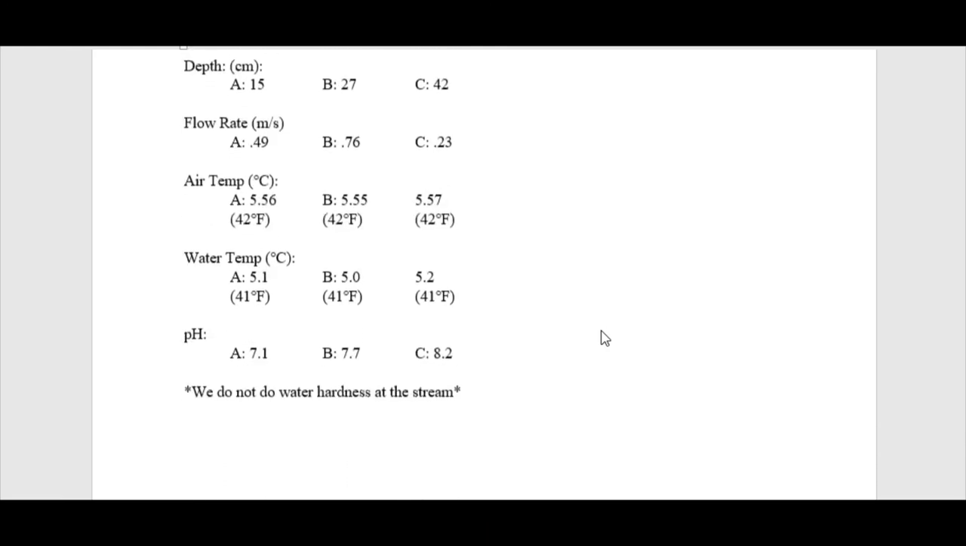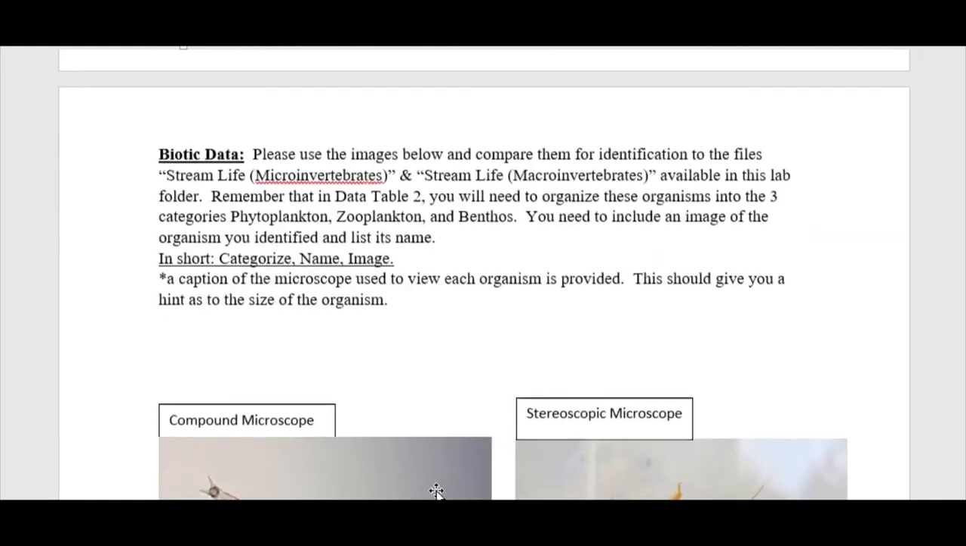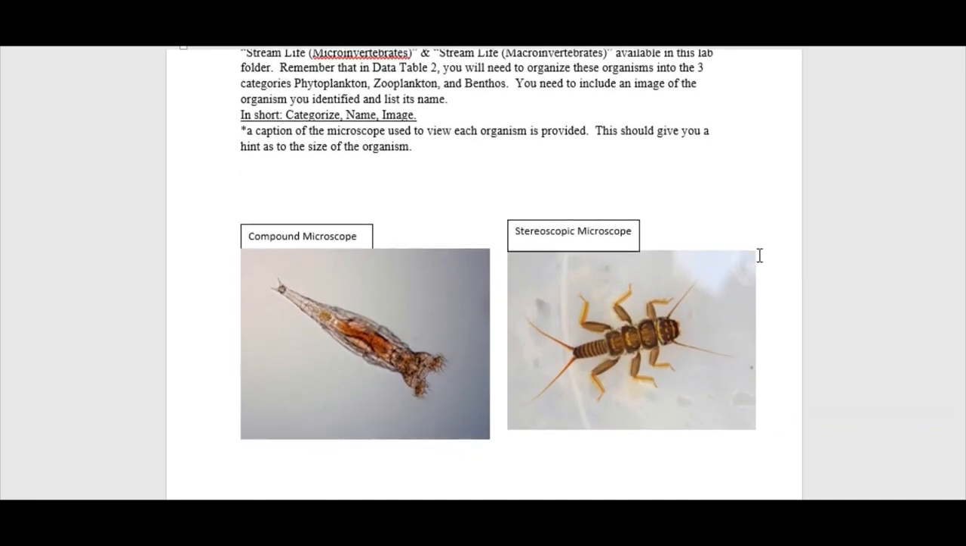And you can see that you have the data points that are taken at all three places there. All right, and then that was our abiotic data, right? The things that are not living. All right, and then here is the biotic data. So when we went to the stream, these are some of the things that you may have seen if you look under one of the microscopes. Okay, these are some of the macro and microinvertebrates that have been caught in the stream in previous semesters.